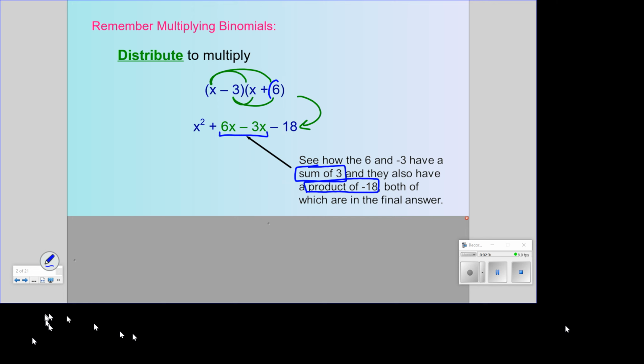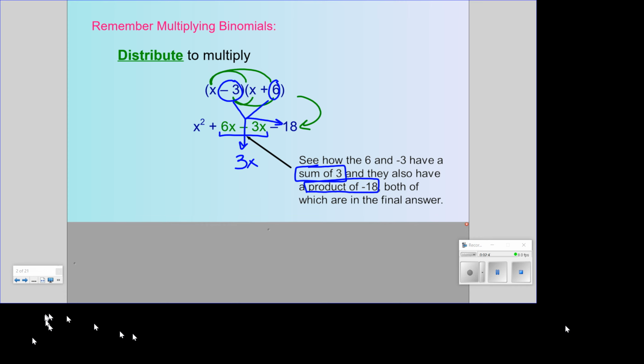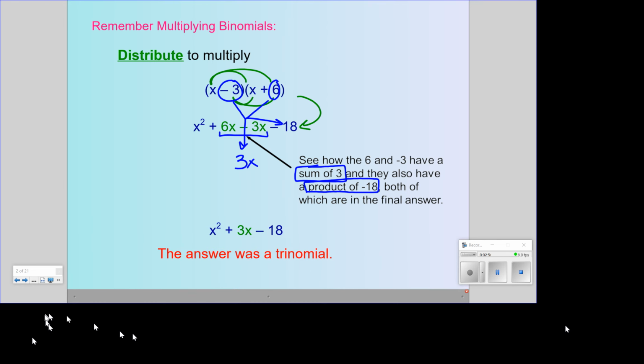6 and 3 come from the original binomials. So if we can see that 6 and 3 should add up, when we simplify this, this will be a 3x, should add up to be a 3, but multiply to be an 18. And if we use that observation, we're going to be able to hopefully recognize the pieces we need to factor. And do also notice that once we simplify, the multiplication of these two binomials together ends up being a trinomial.